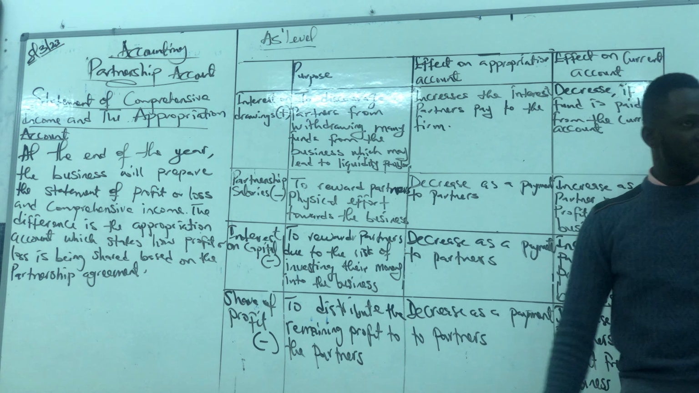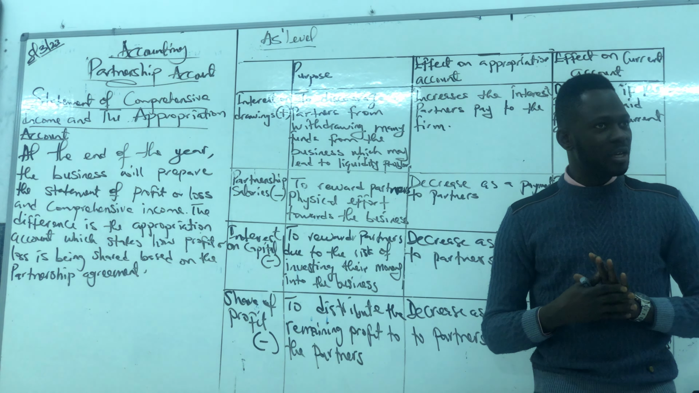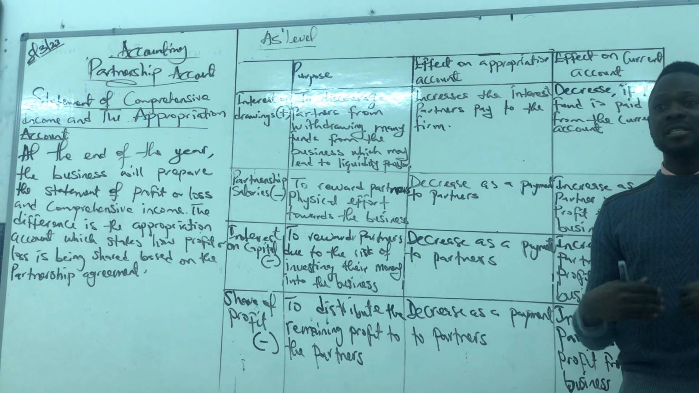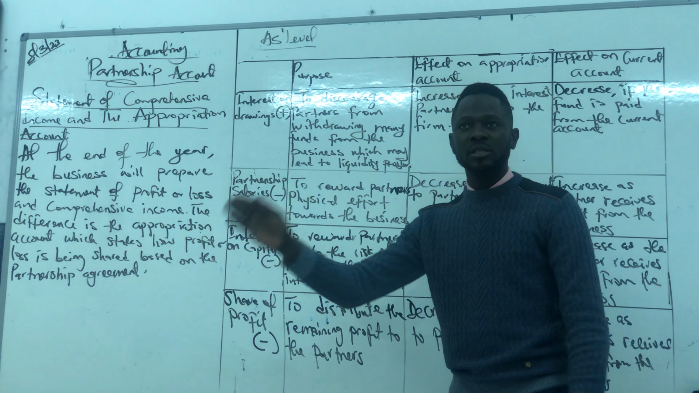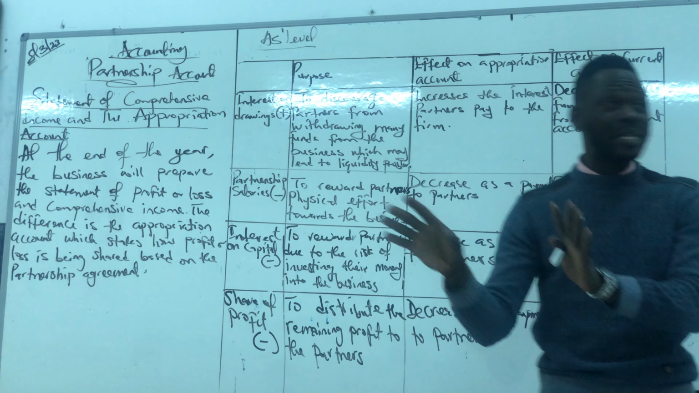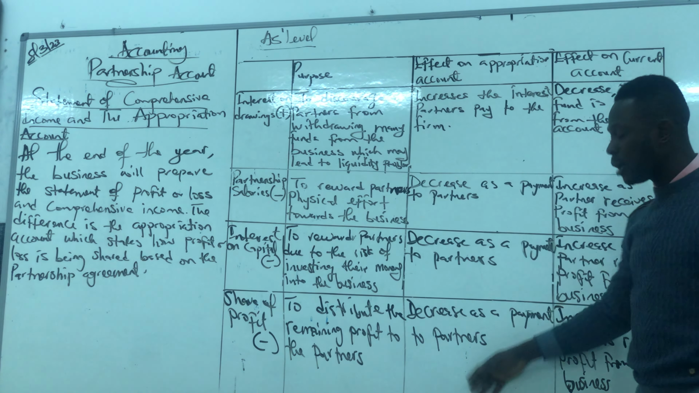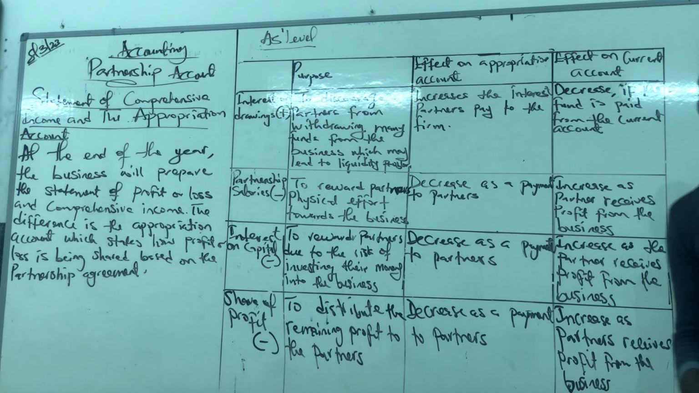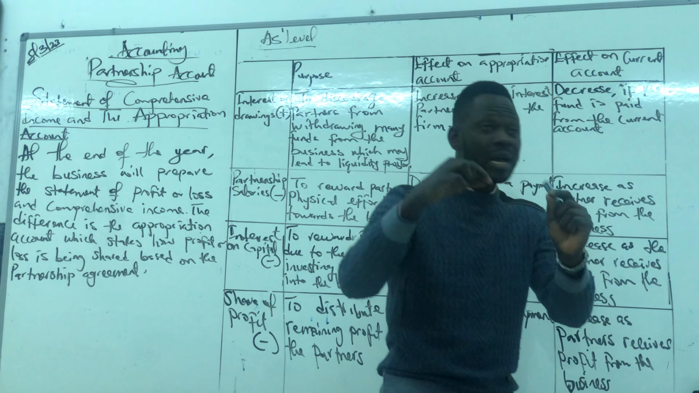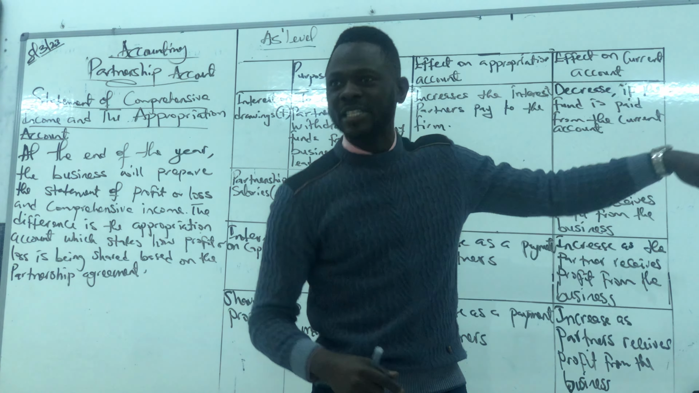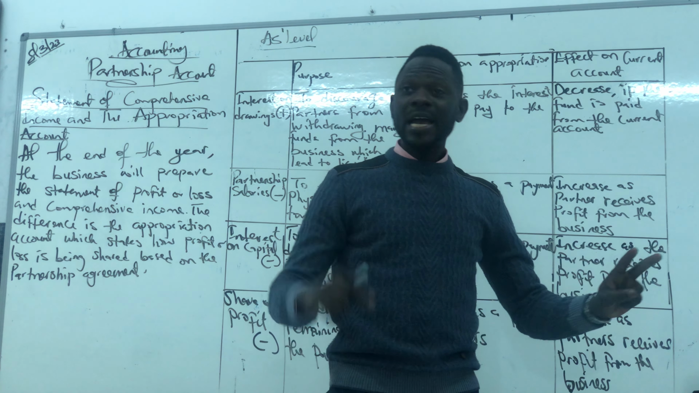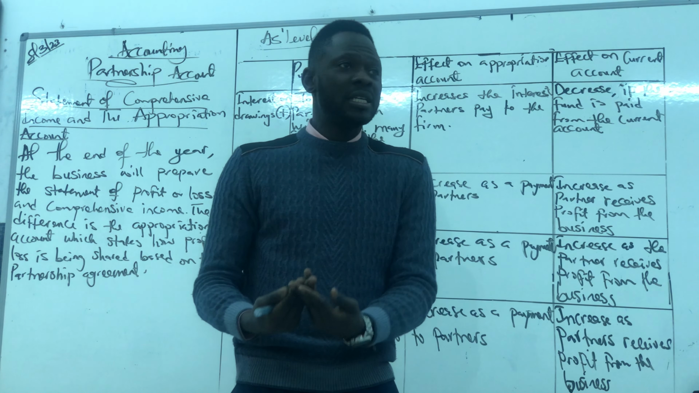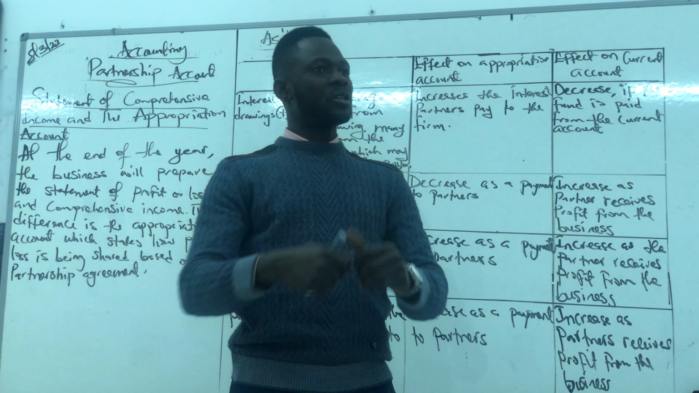Then the last one, share of profit. Share of profit will take money from the business, yes or no? What is the purpose of share of profit? To share the remaining profits made by the business among the partners. They distribute the profit according to the partnership deed or the partnership agreement. The appropriation account decreases because partners will be given profit, and the current account increases for each partner's account. Anytime a partner makes additional money, it increases their current account. Anytime a partner pays money, it reduces their current account.